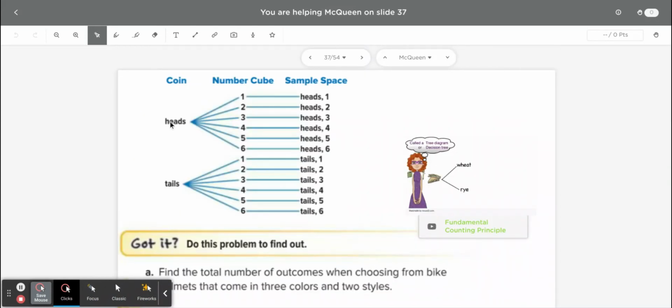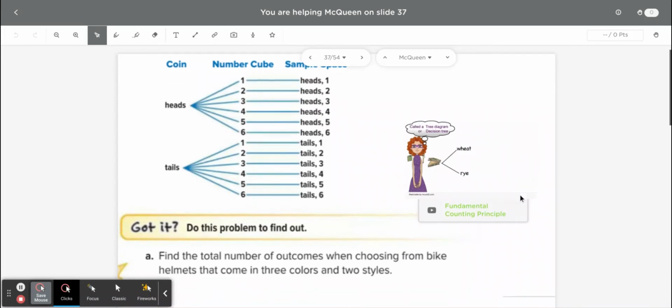Notice here, this is what they did. The first example was heads or tails. And then after you have heads, you could roll your number cube and say heads 1, 2, 3, 4, 5, or 6. And you have tails, so you have tails 1, 2, 3, 4, 5, or 6. And so you see here, these are all the different combinations.